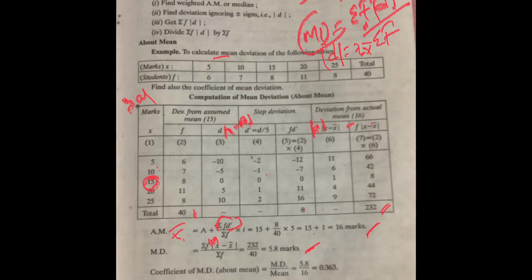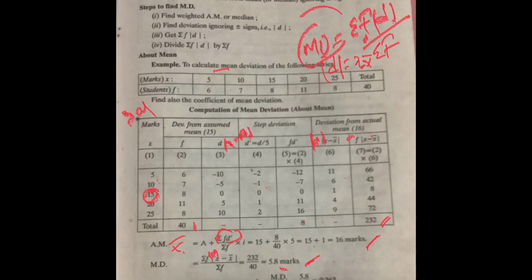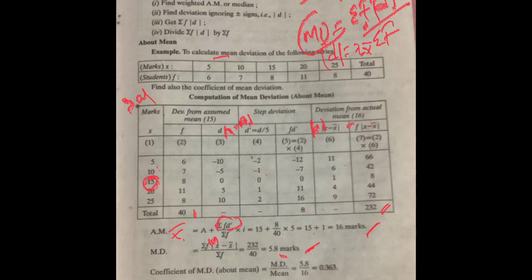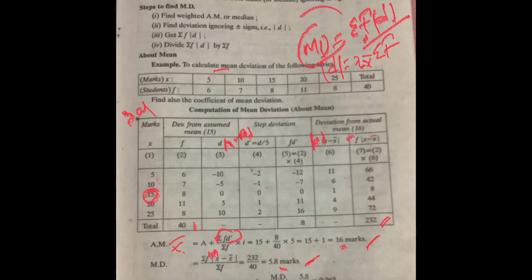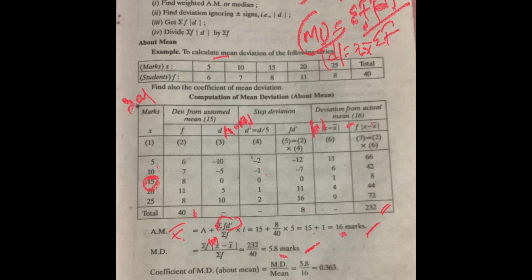You already know that the coefficient of mean deviation about mean is MD about mean divided by mean. So MD about mean is 5.8, right? Then mean is 16. So when you divide this, it will be 0.363. This is the coefficient of mean deviation about mean.